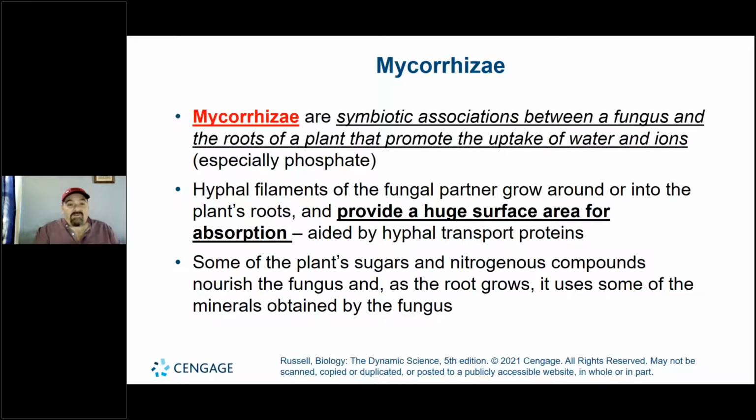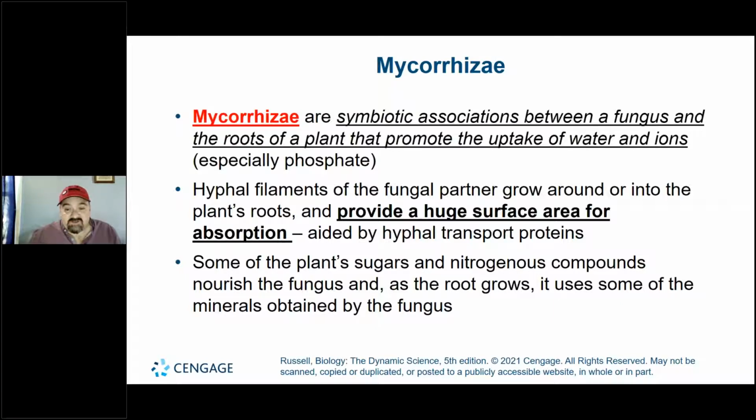Now, here we're looking at the fungi and the symbiotic relationship between fungus and the actual root systems of the plants. You see here the mycorrhiza, and so we think myco, think fungi. These are symbiotic associations between fungus and the roots of a plant that promote the uptake of water and ions, especially phosphates. They also increase the surface area for absorption. So they provide a huge surface area for absorption by the hyphae of the fungi that are present deep within the substrate, the soil.